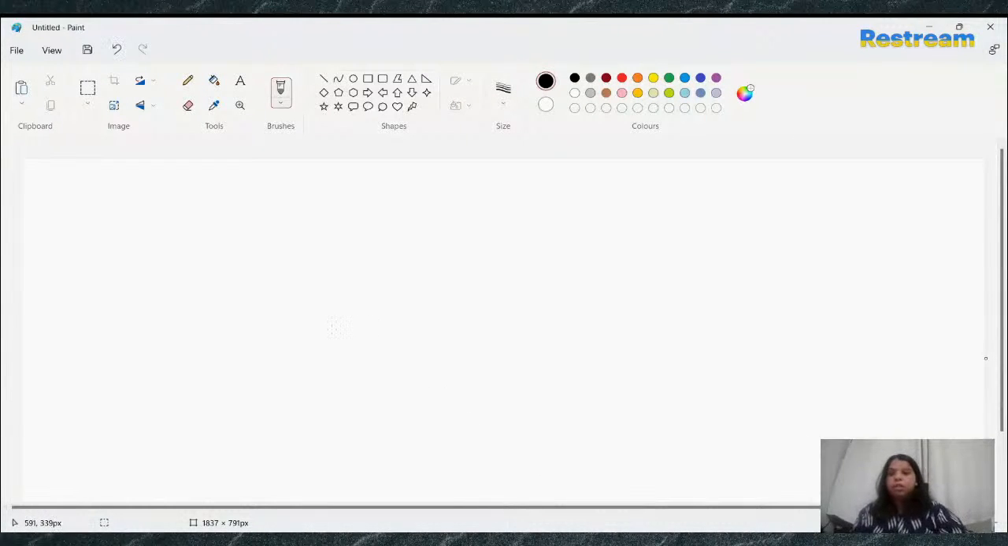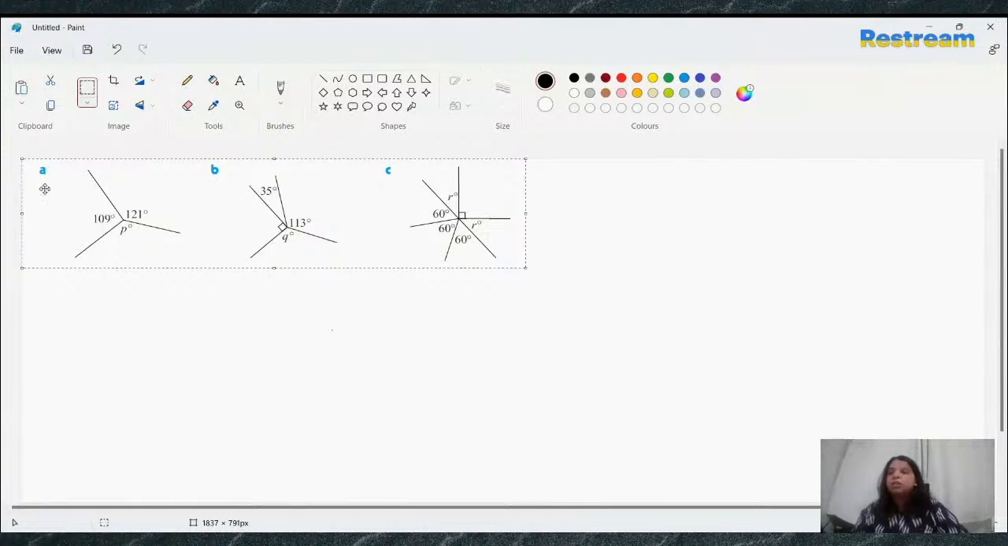Okay. So next one is angles around a point. So more angles around a point. What we did up till now were just a few angles around a point. And now there are more angles around the point. So let's do a few of them and see how it helps us. Okay, questions here. Okay. So let's start with question A.